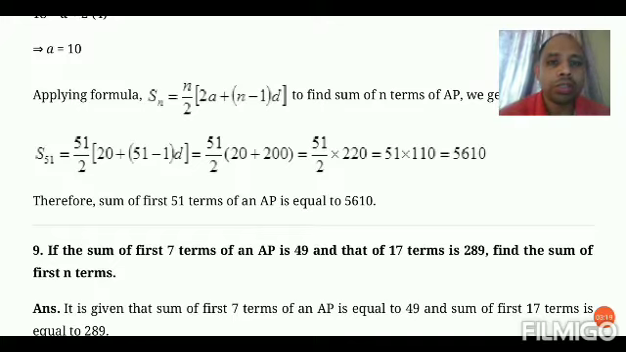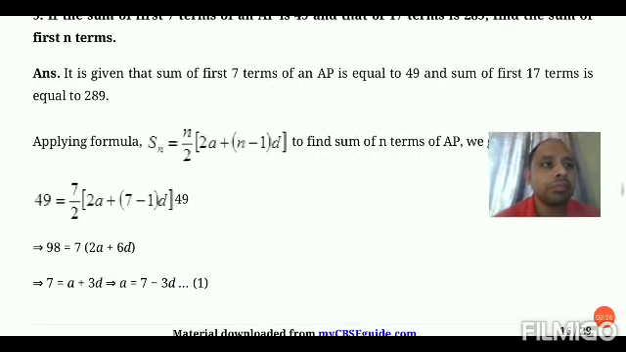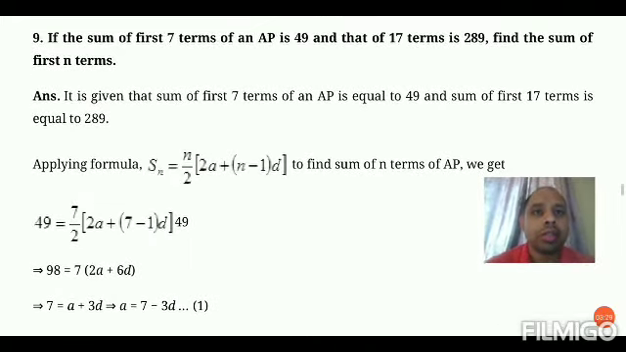Okay, moving to the solution of question number 9. The question is: the sum of first 7 terms of an AP is 49, and that of 17 terms is 289. Then you have to find the sum of n terms. Here the sum of 7 terms is given as 49, and the sum of 17 terms is given as 289.